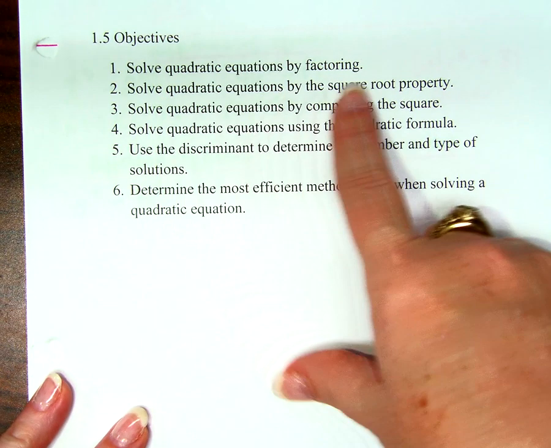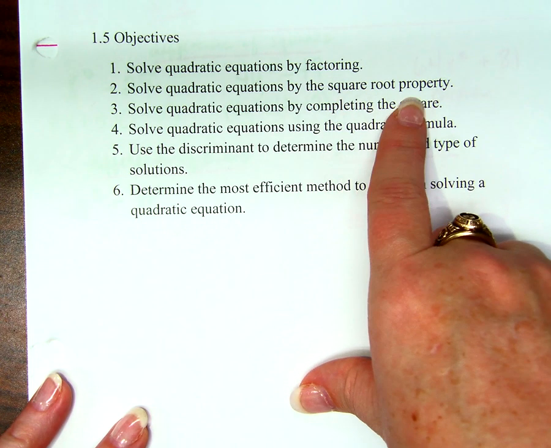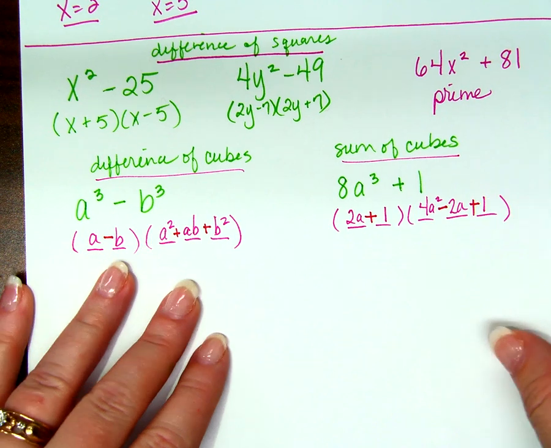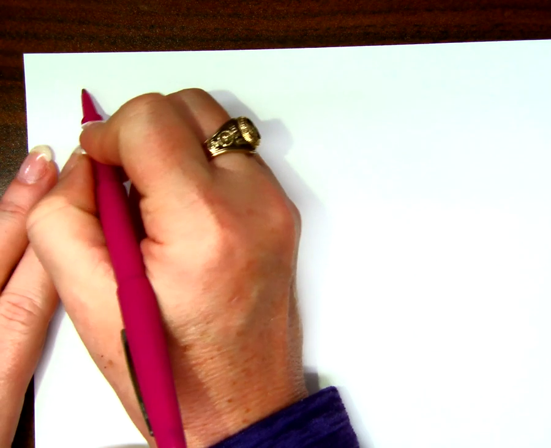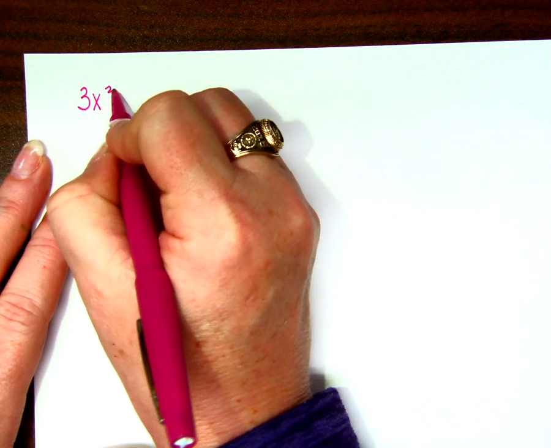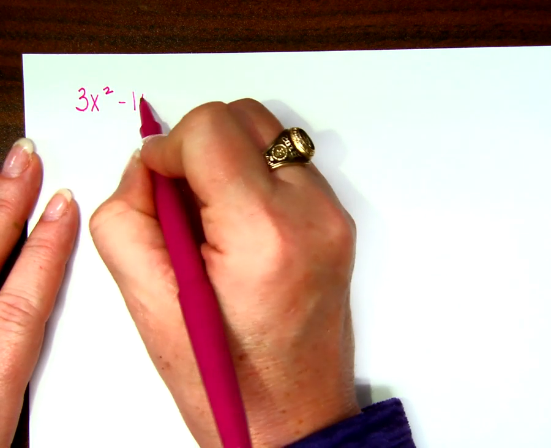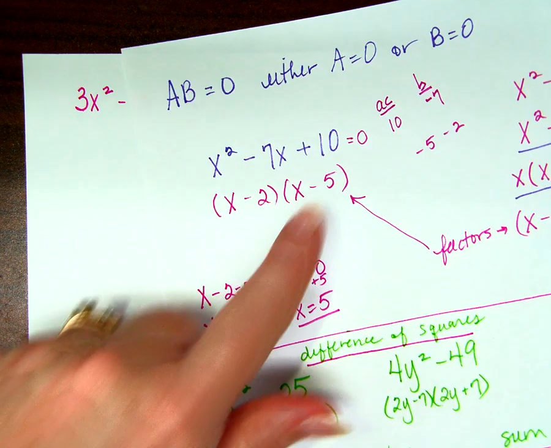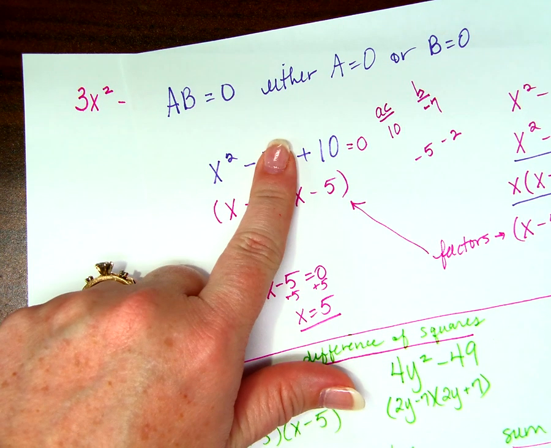So the second objective that we need to talk about is solving quadratics by completing the square root property. Okay. And that's typically an easier thing, because if we're solving by square root properties, what we have is something like this: 3x squared minus 15 equals 0. There's no x term. I'm not having to figure out what multiplies to be the last and adds to be the middle, because there's no middle. There's no x term.